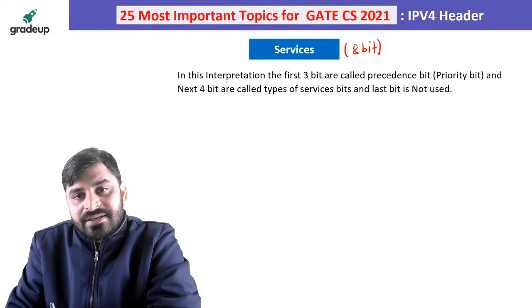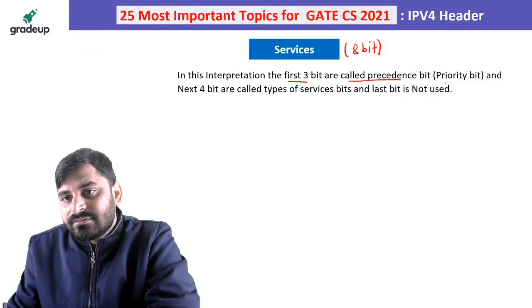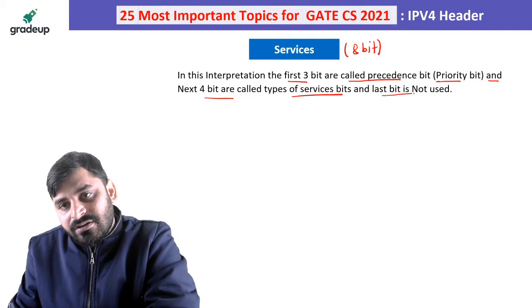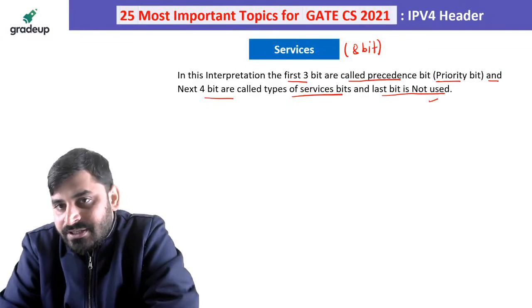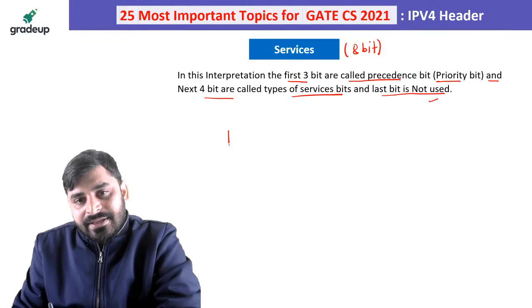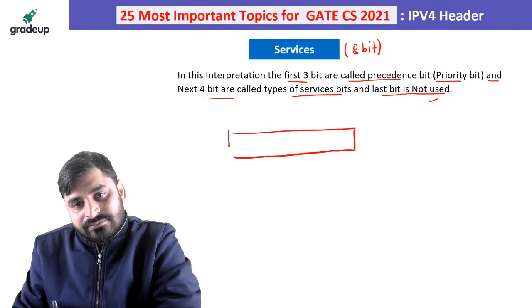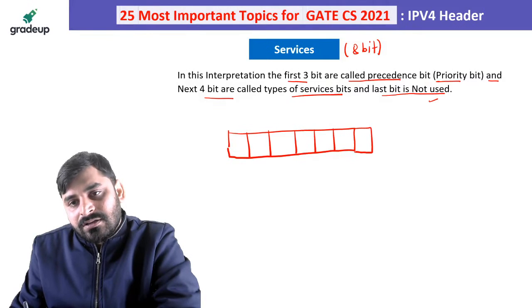In this interpretation, the first 3 bits are called precedence bits or priority bits, the next 4 bits are called type of services bits, and the last bit is not used. So in this services field of 8 bits, how many bits is this field? It is an 8 bit field. 1 2 3 4 5 6 7 and 8, 8 bit field.